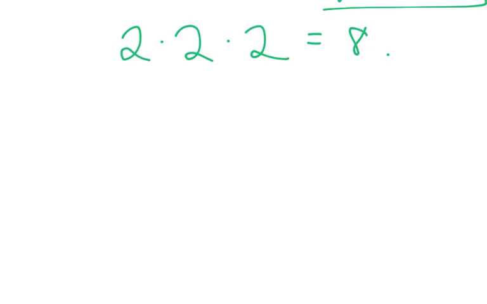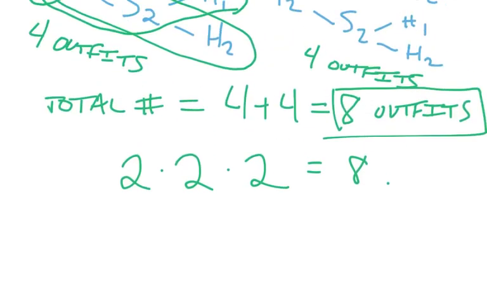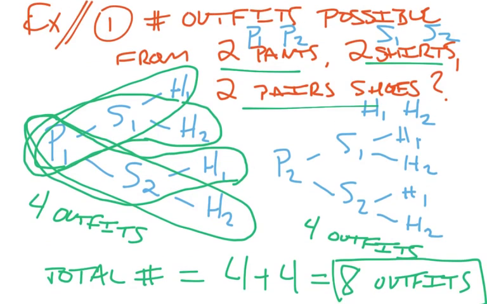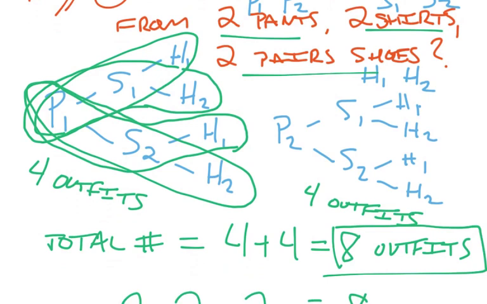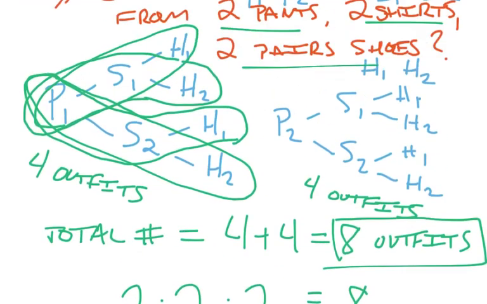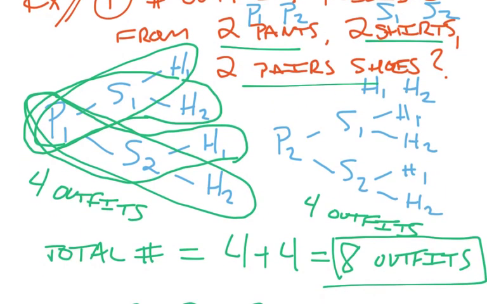All right? So one way that you could view this, right? One way that you could sort of realize this on your own is by breaking it down systematically and saying, okay, if we need to make these 3 decisions together, right? Pants, shirts, and then shoes.